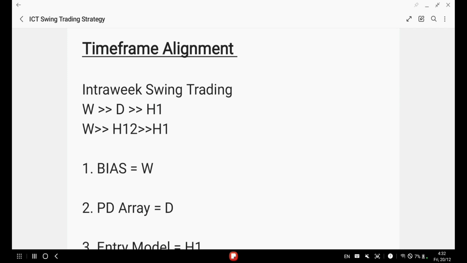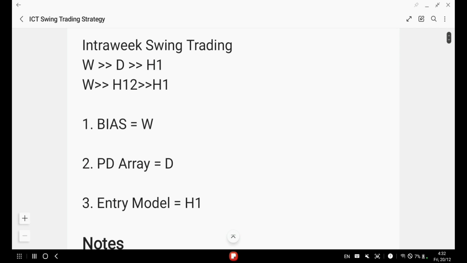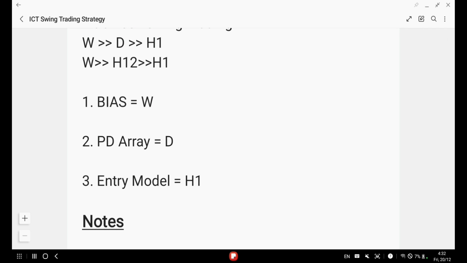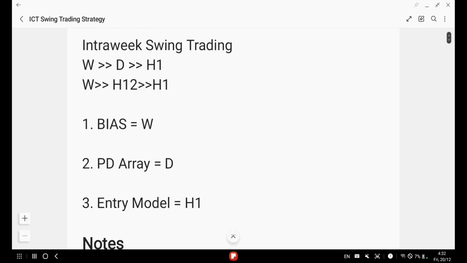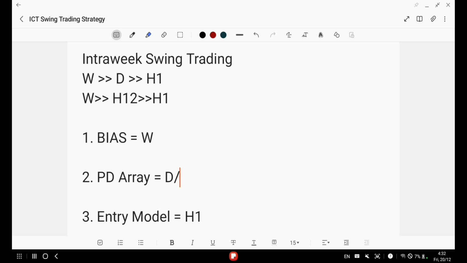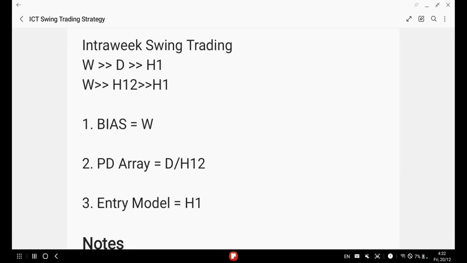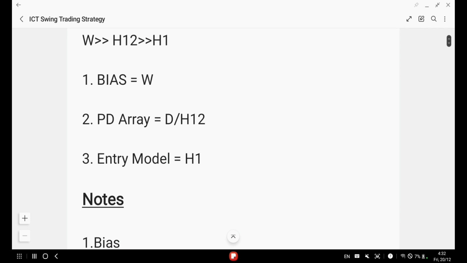We call this the intra-week swing trading strategy. This is the time frame alignment with the first one, which is weekly, daily, and the H1. Then with the second one, which is weekly, H12, then the H1. Then we come here where we have bias, PD arrays, and entry model. For bias, we only use the weekly. For PD arrays, we use the daily and the H12. That's the time frame where we look for our PD array before looking for the entry model.